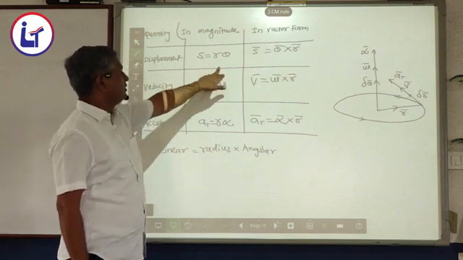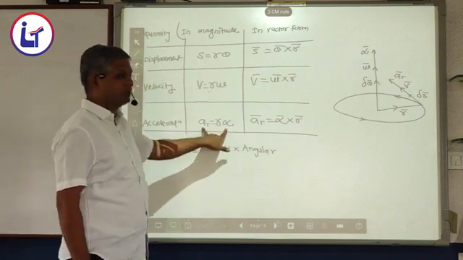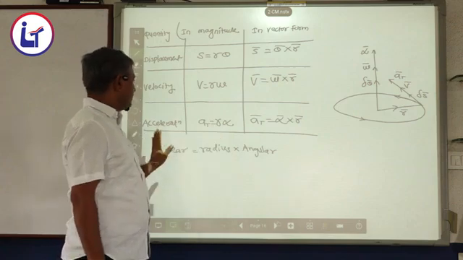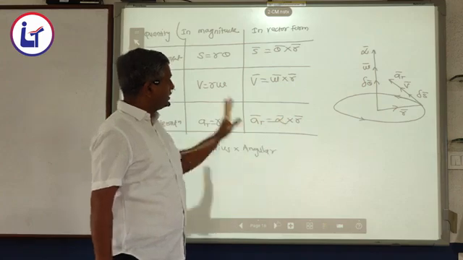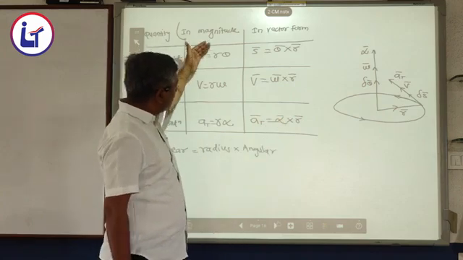All these linears and angulars, let us summarize all of them: displacement, velocity, acceleration. In magnitude, S equal to r theta, V equal to r omega, a t equal to r alpha. Then in vector form, S bar, V bar, a t bar similarly. During numericals you will require only magnitudes.